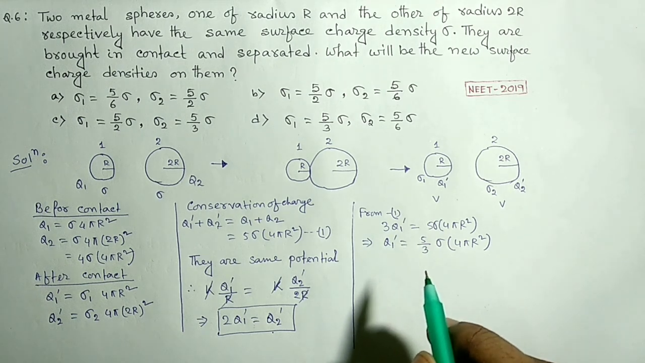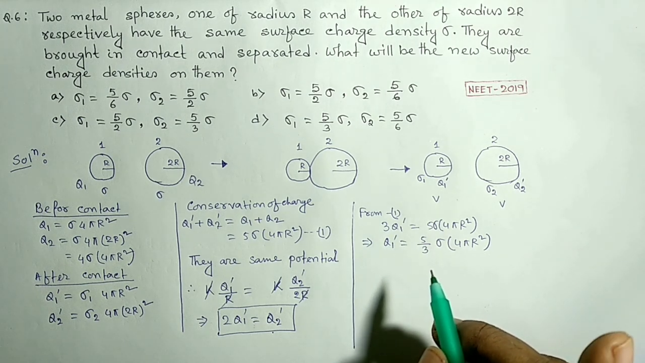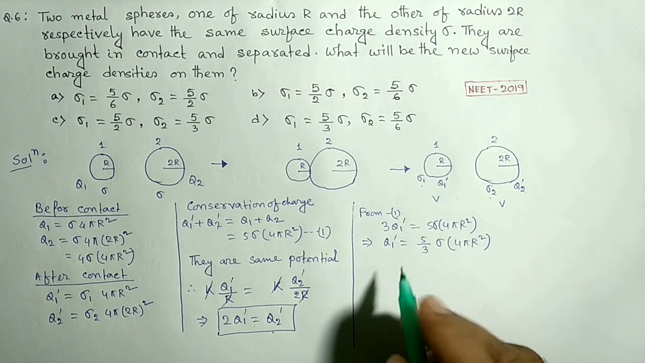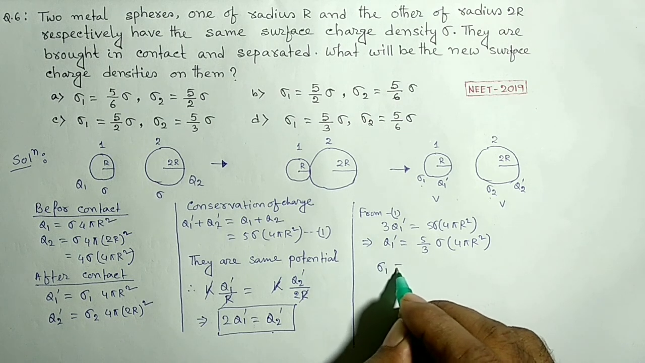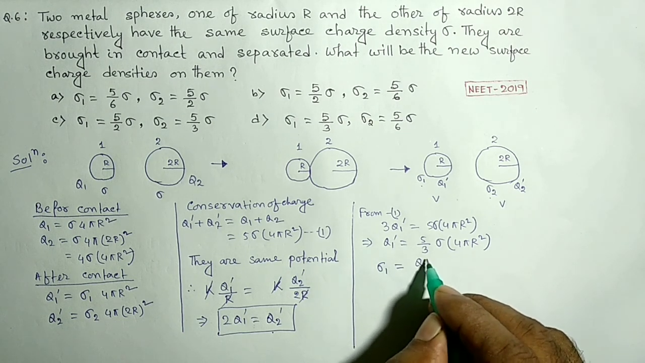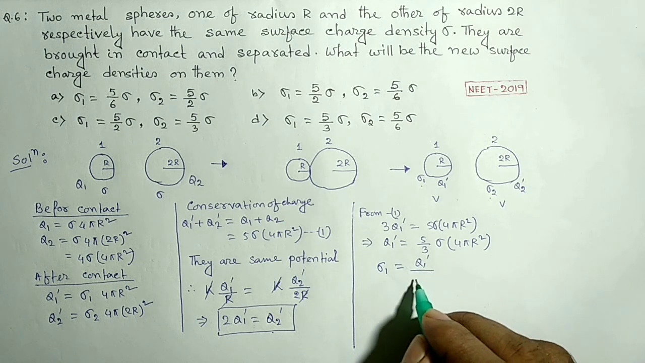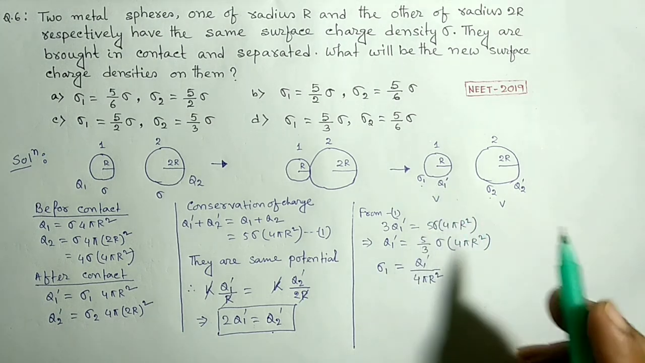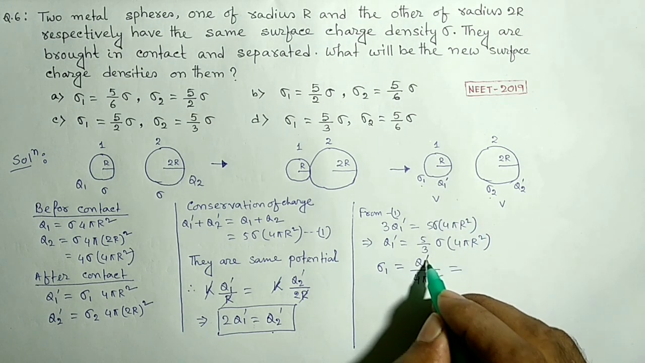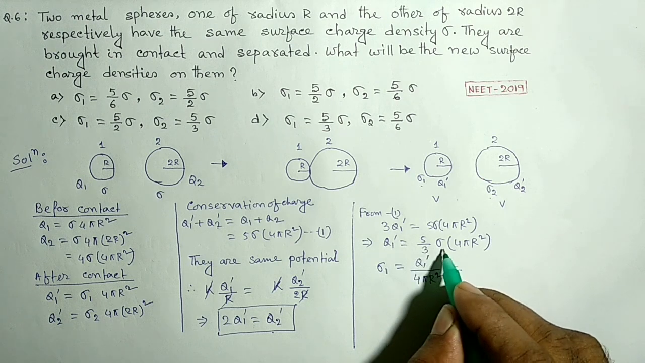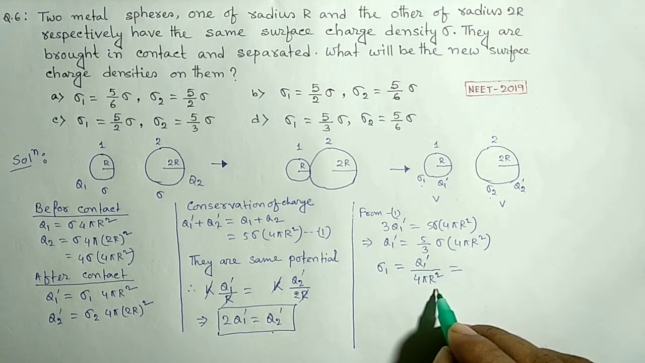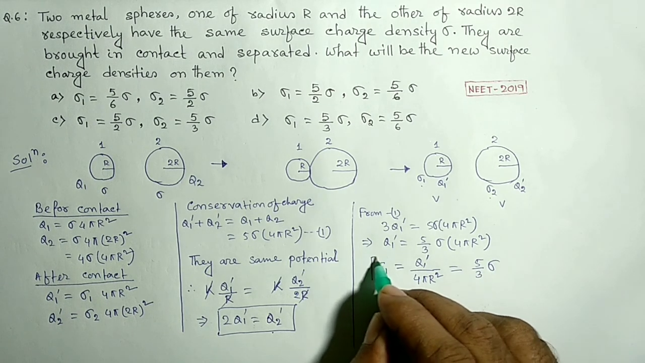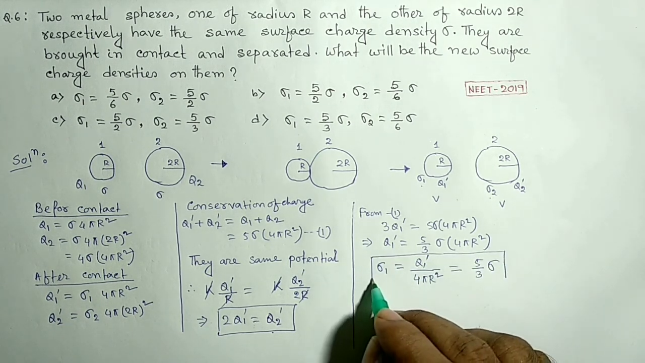Now we have to find the new surface charge densities sigma 1 and sigma 2. Now sigma 1 equals charge Q1 dash by surface area 4 pi r square, the surface area of the first sphere. Now it equals 5 by 3 sigma into 4 pi r square divided by 4 pi r square. It means 5 by 3 sigma. So this is our first answer.